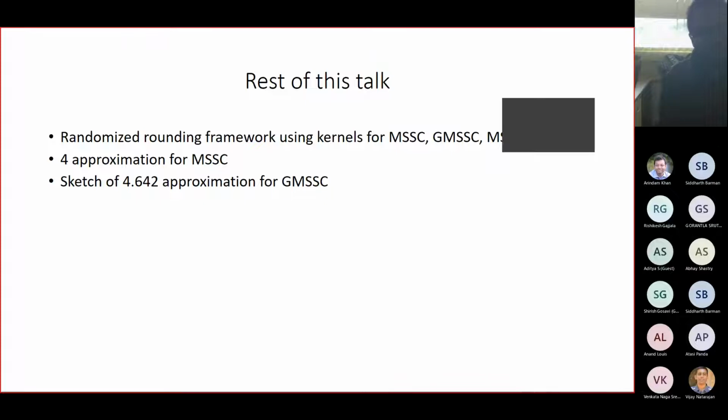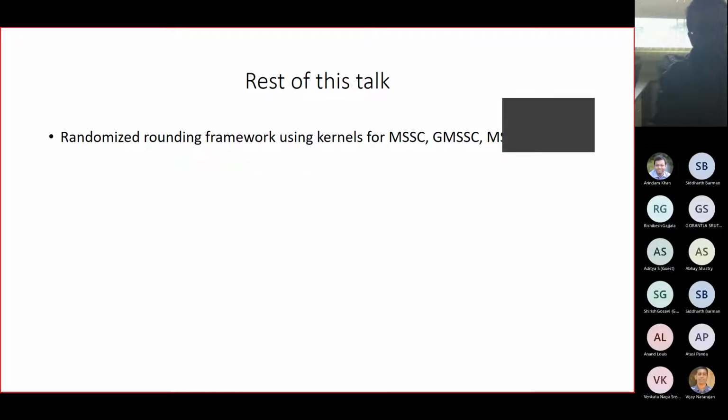Okay, so in the rest of this talk, I will tell you this randomized rounding framework using kernels, and I'll tell you a four approximation for min-sum set cover using the LP, and I'll sketch this 4.642 approximation for generalized min-sum set cover. I'll also address the other stuff which people have asked about, LP norms. That's not the main contribution, so I won't list it here, but I'll talk about it as well. Okay, so let's talk about the randomized rounding framework.